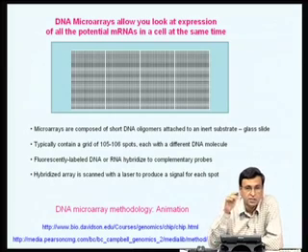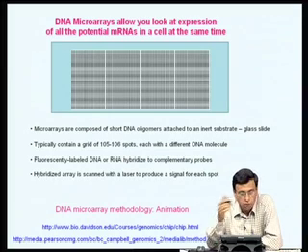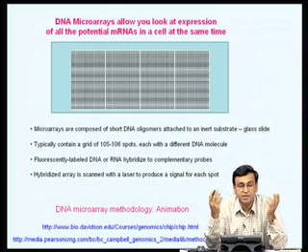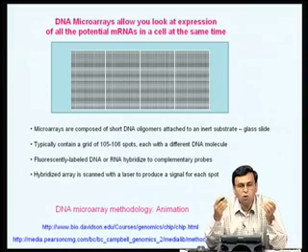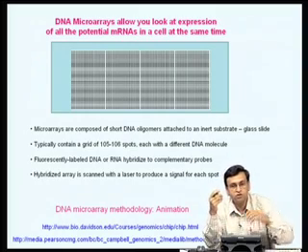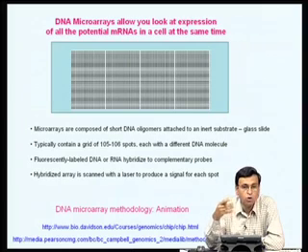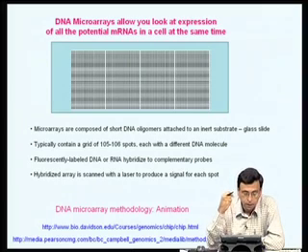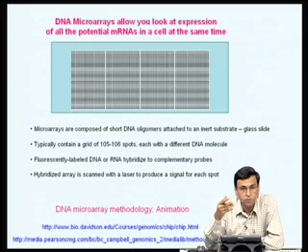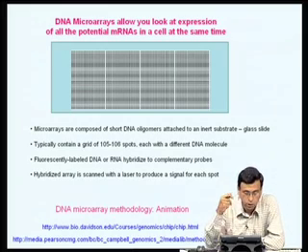DNA microarrays allow you to look at the expression of all potential messenger RNAs in a cell at the same time. We have earlier studied techniques like RT-PCR, Northern blot, and so on, where at the most you can look at a handful of genes, maybe 10 or 20 genes. You can look at the genes that are expressed in a particular tissue, but the number is limited. You cannot go beyond 10 or 20 genes. But if you want to look at all the genes which are getting expressed in a given cell, you can only do it with technologies like microarray.